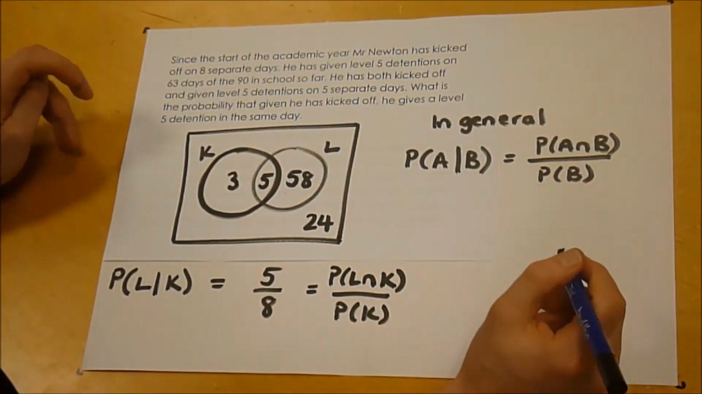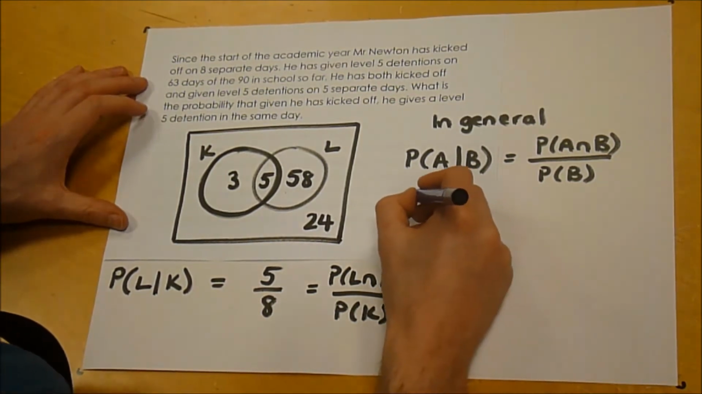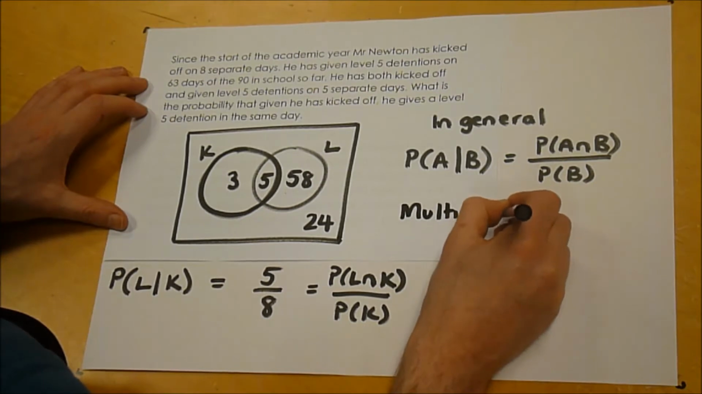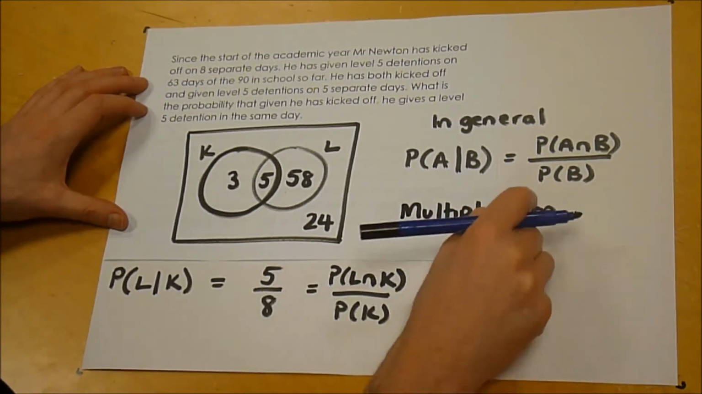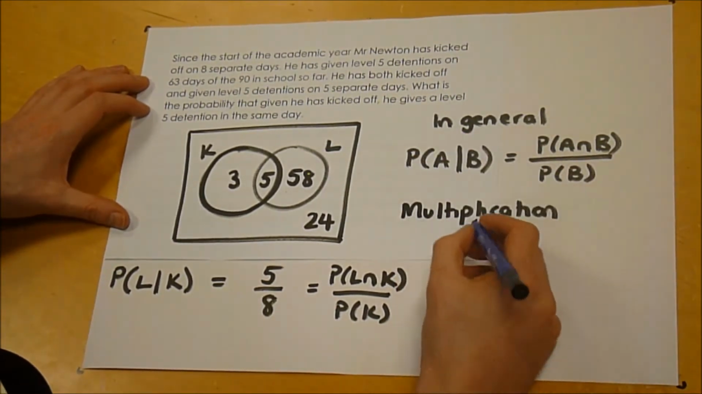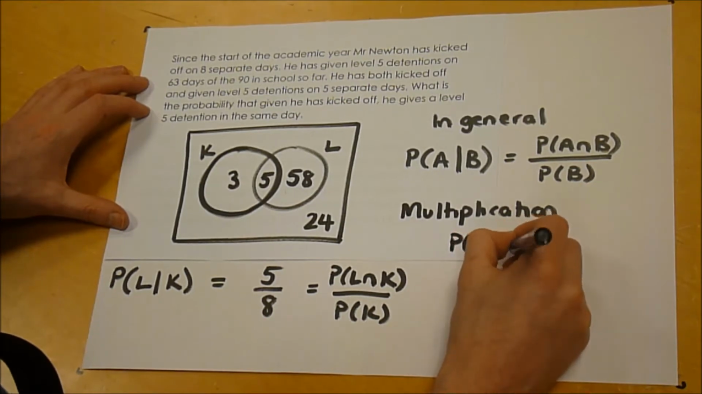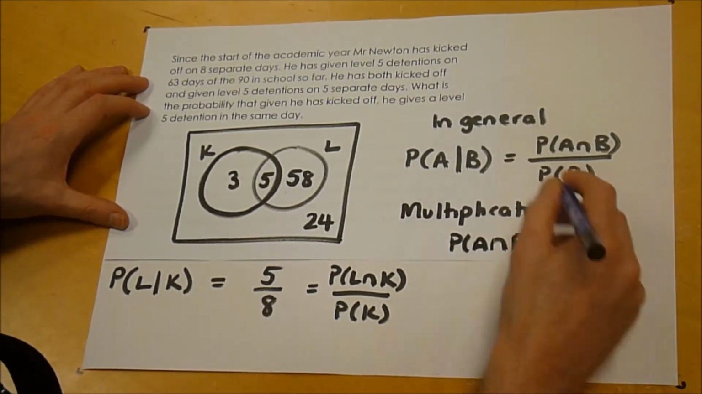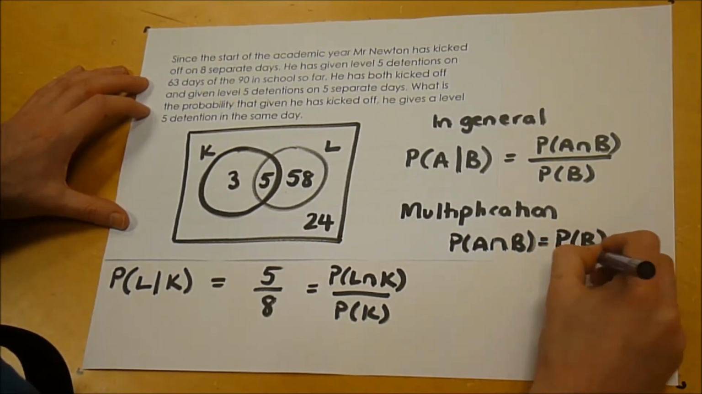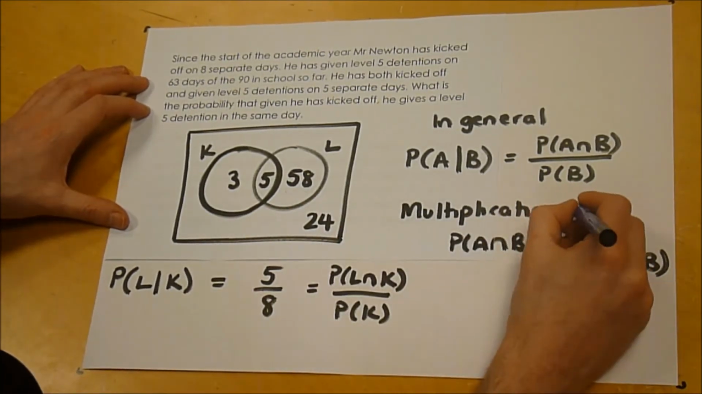Right, well, we can actually rearrange this as well to give something called the multiplication rule. All we need to do is multiply both sides by the probability of B, and so we'll get the probability of A intersection B is equal to the probability of B times the probability of A given B. This is called the multiplication rule.